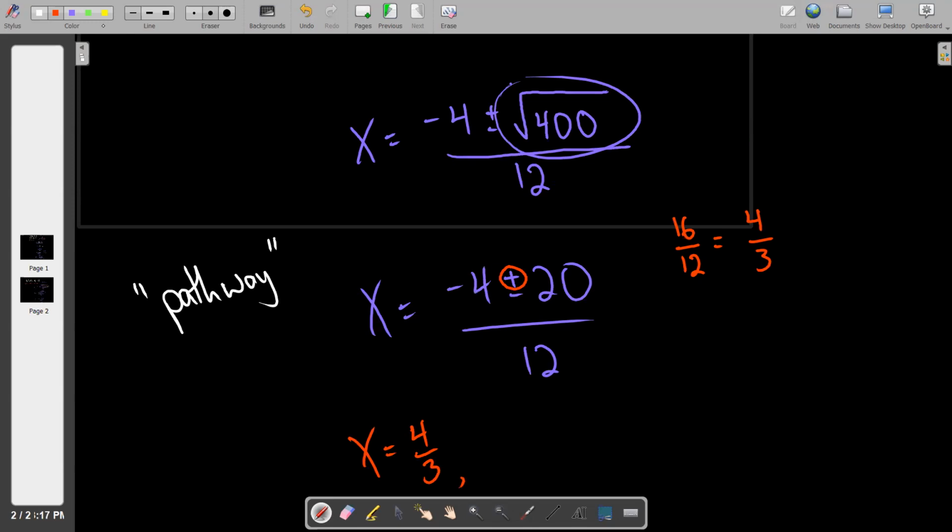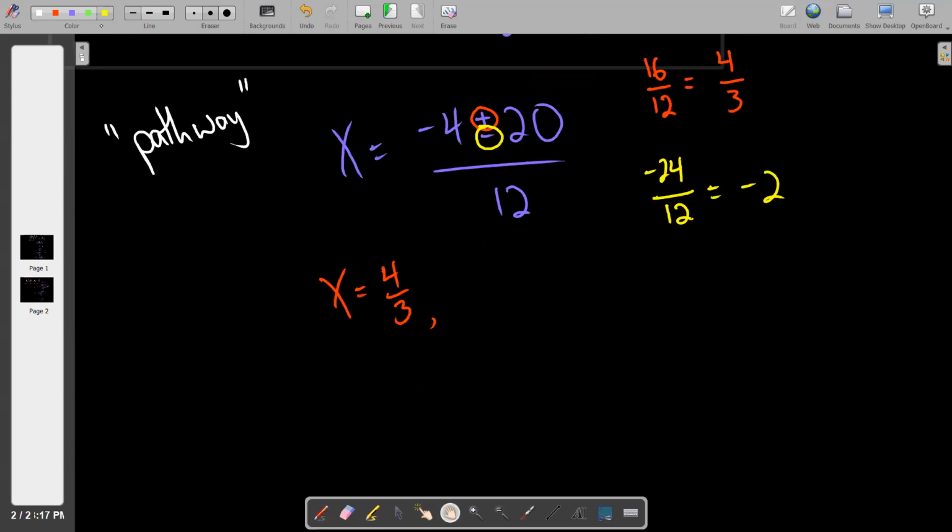Now I'm going to switch colors, because why not use colors if you've got colors? Brilliant colors on a black television in a dark room, it's a no-brainer. The other pathway is the minus sign. You see it? Help me with my math. What's -4 minus 20? It is not 24. It is -24. And I put it over 12, and again, I simplify. What is -24 over 12? -2. So my other answer down here at the bottom of the TV is x equals -2.